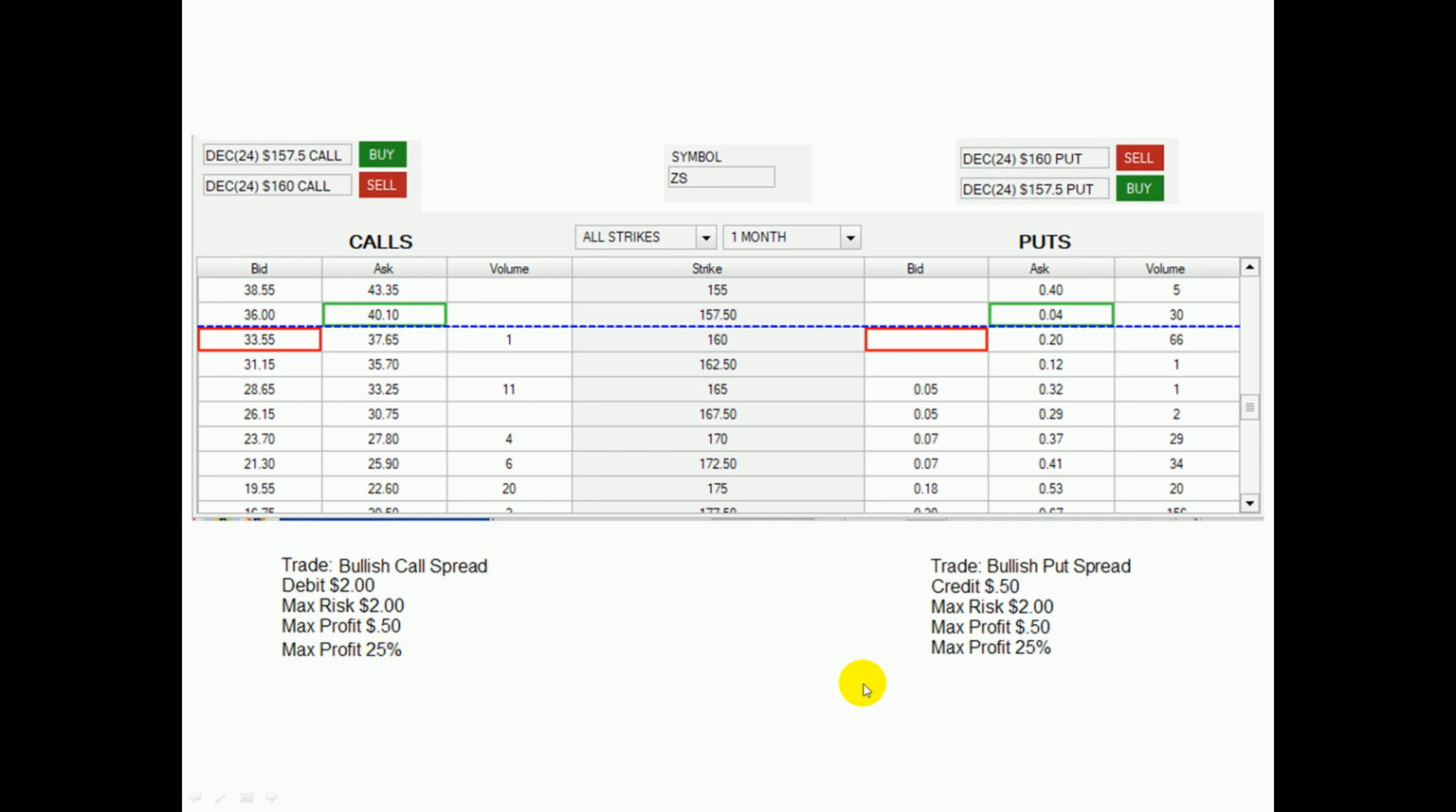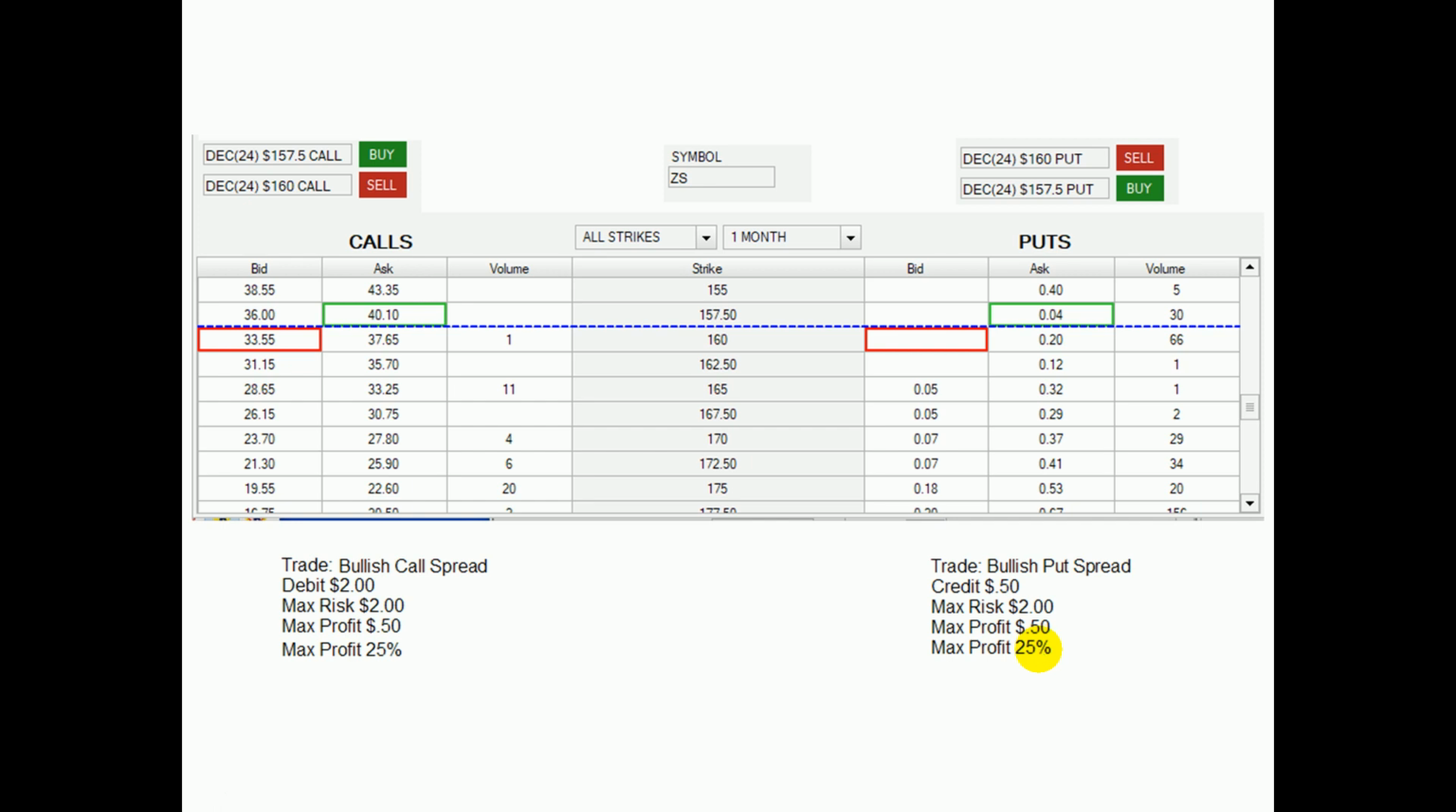If we look at the flip side of this trade, we can sell the 160 put and buy the 157.50 put. And in this particular instance, we have to put up the difference in the strike prices, $2.50, but we receive a credit of 50 cents. So 250 minus 50, that means that our max risk on the position is $2 and our maximum profit on the position is 50 cents. Now, if this spread expires worthless, we kept the 50 cents, we had to put up $2, we're going to make a max profit of 25%.